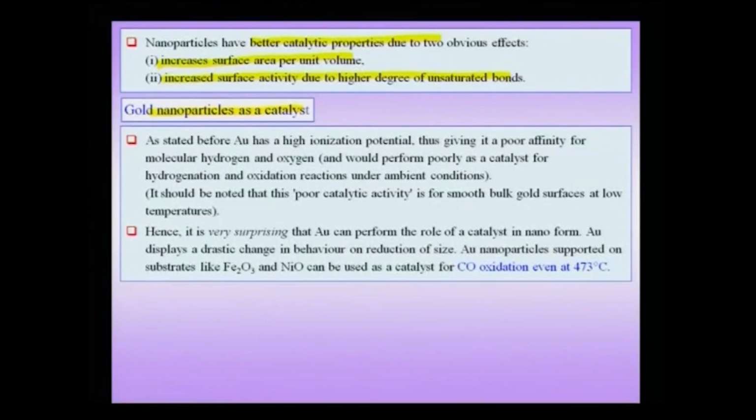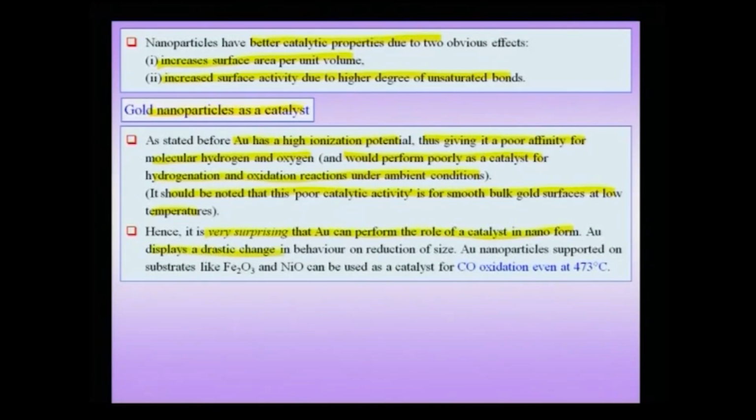Now, we just noted that gold actually does not perform well when you are talking about bulk gold, but it has been found that gold can actually be used as a catalyst in the nano form. Gold has a high ionization potential, thus giving it poor affinity for molecular hydrogen and oxygen, and it is expected to perform poorly as a catalyst for hydrogenation and oxidation reactions under ambient conditions. Of course, it should be noted that the poor catalytic activity is for smooth gold surfaces at low temperatures. So, this is what we are referring to, and the expectation is that gold is not a very good catalyst, and it is very surprising that gold can perform the role of a catalyst in nanoform.